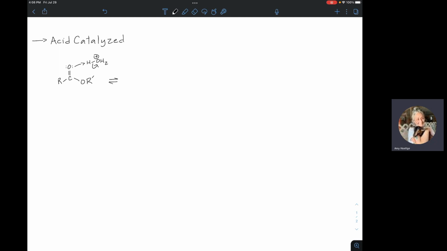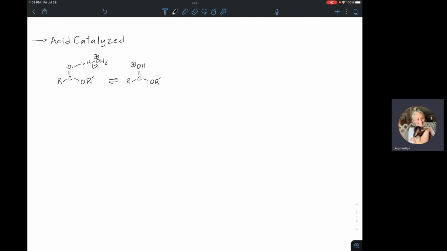So the first thing that happens is your carbonyl is going to be activated, right? We're going to protonate the carbonyl, and that is going to encourage the carbon to undergo nucleophilic attack. So now we have an activated carbonyl, or in other words, we have an activated ester in this case.